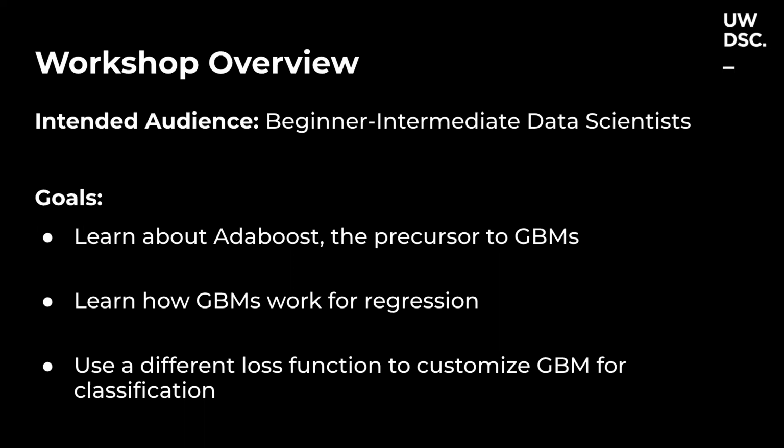The goals of this workshop: we'll cover three main points. The first, we'll learn about Adaboost, which is the precursor to gradient boosting machines. The two of them are pretty similar. So we'll start with Adaboost and then compare and contrast and then move on to gradient boosting machines, where we'll start by looking at it for regression problems, since regression is more comprehensive. And then we'll look at how with a different loss function, we can customize a regression GBM into one that can be used for classification.